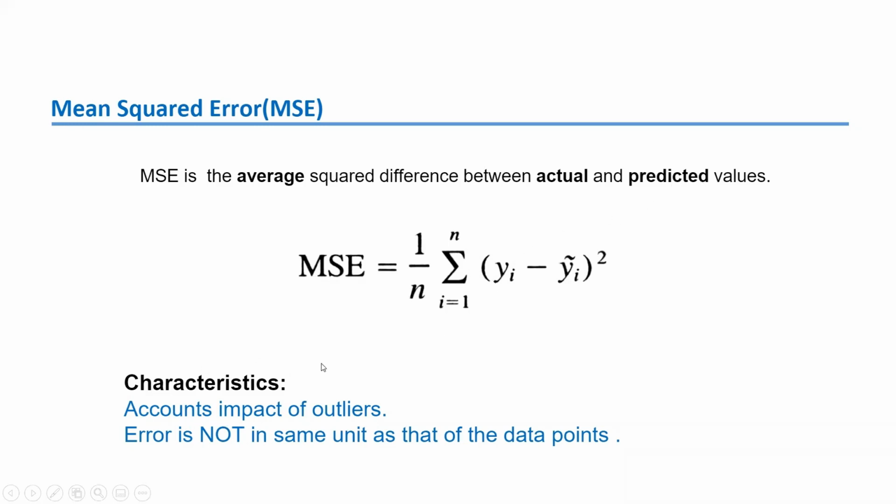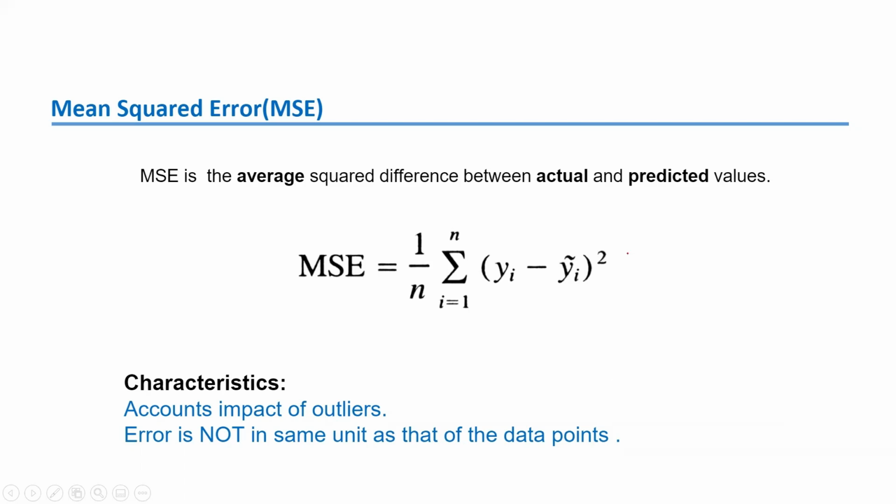Now, what are the characteristics? It accounts for the impact of outliers. Okay, if you have an outlier, we will look into that. Don't worry about it. If you have an outlier, it will impact that. And the error is not in the same unit as that of the data point.